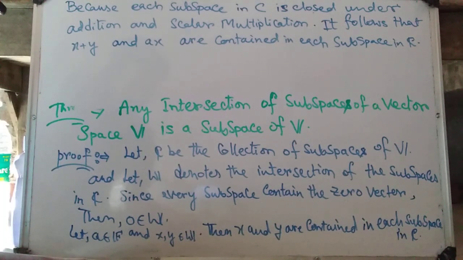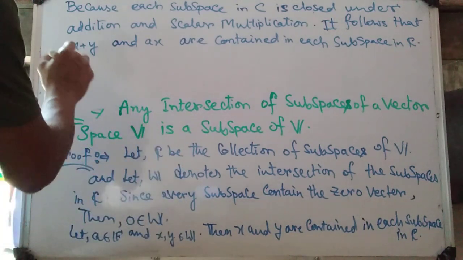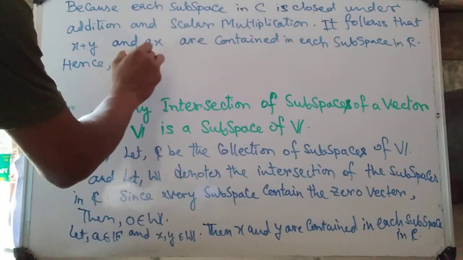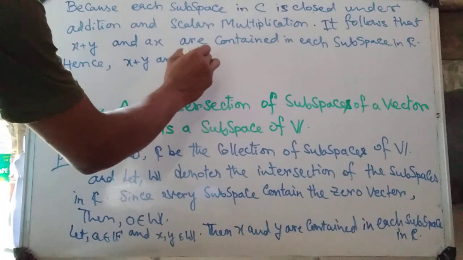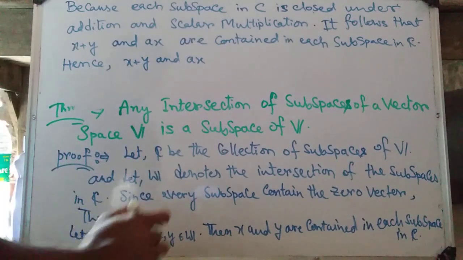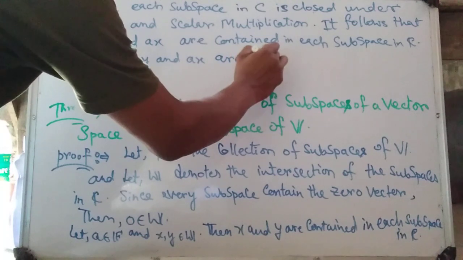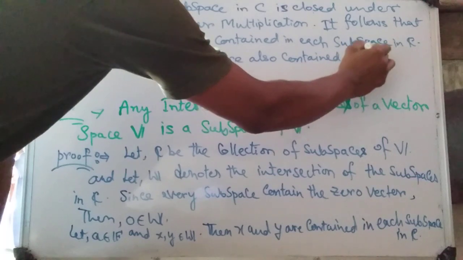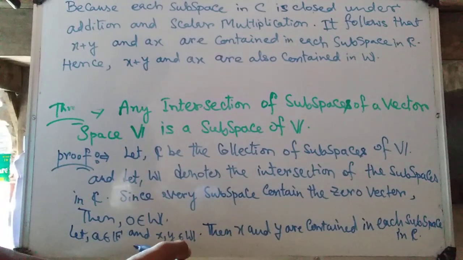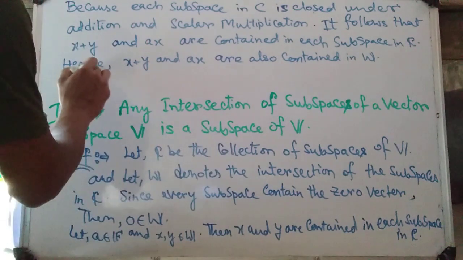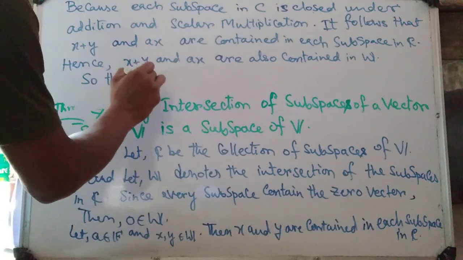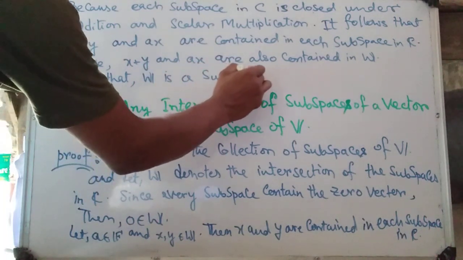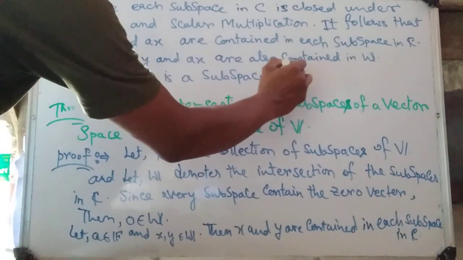Then obviously, hence x plus y and ax are also contained in W. Okay, so that W is a subspace of V. Understood?